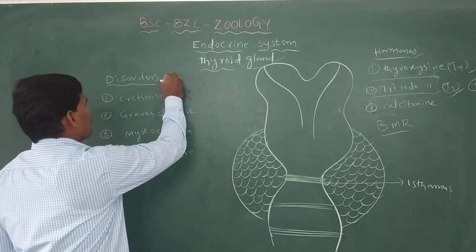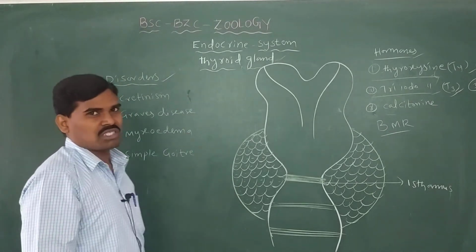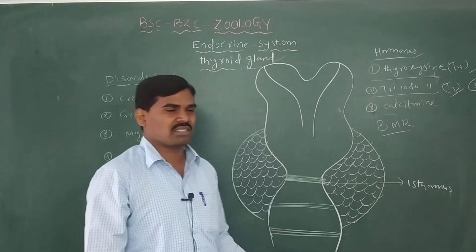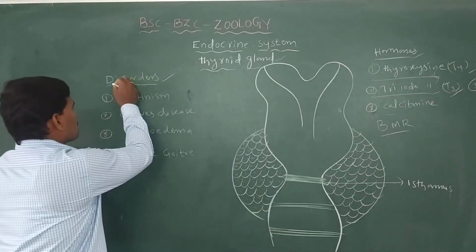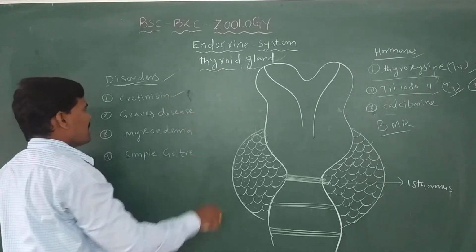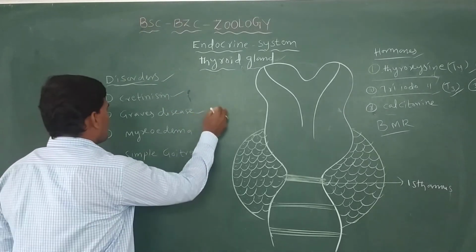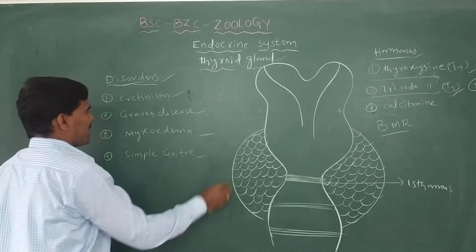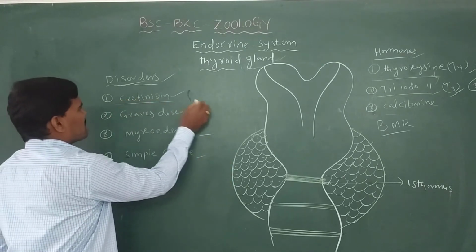The disorders of the thyroxine hormones are sometimes hyposecretion and sometimes hypersecretion. Mainly there are four disorders: first cretinism, second Graves disease, myxoedema, and simple goiter. The first one is cretinism.